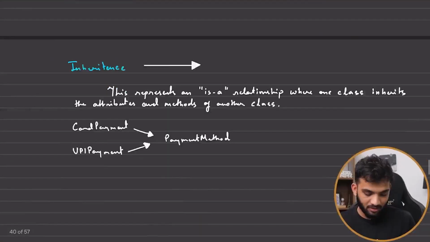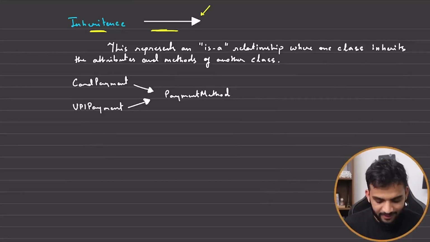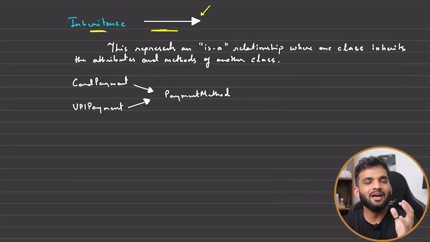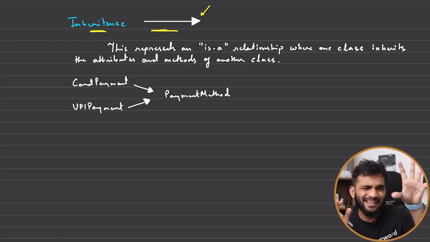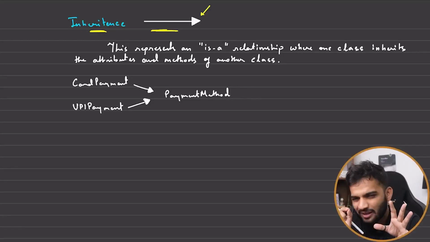Three done. So the next one is inheritance. The symbol would be something like this. Please be careful that it's a filled arrow. You must have used this particular keyword, that is extends, right? Whenever you will be using the extends keyword, we will be getting into inheritance.